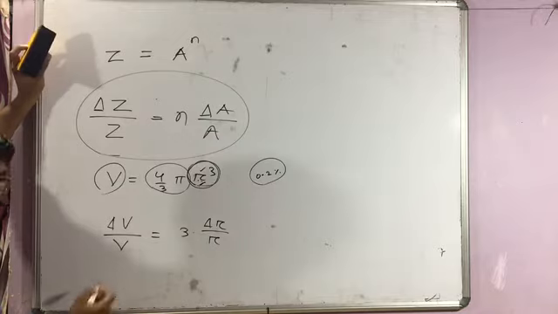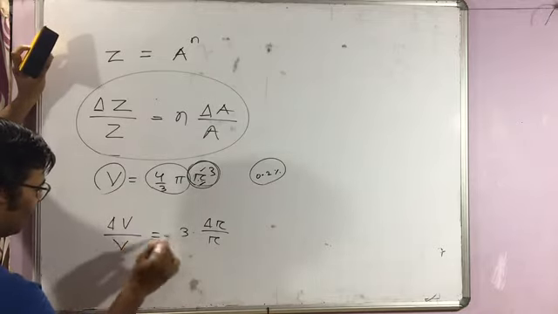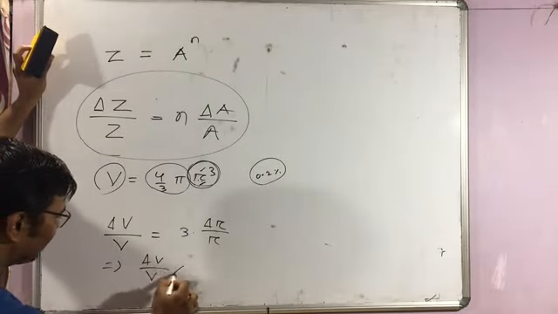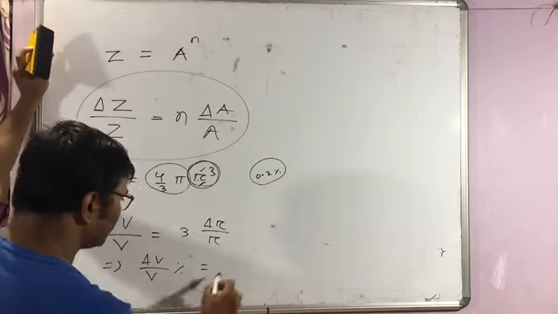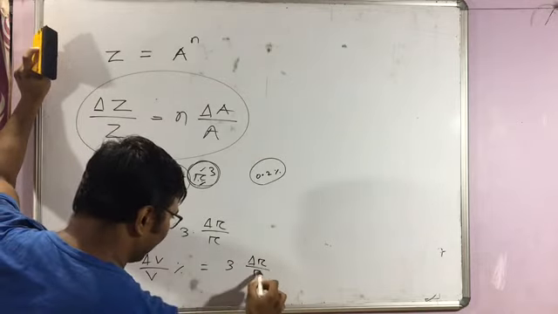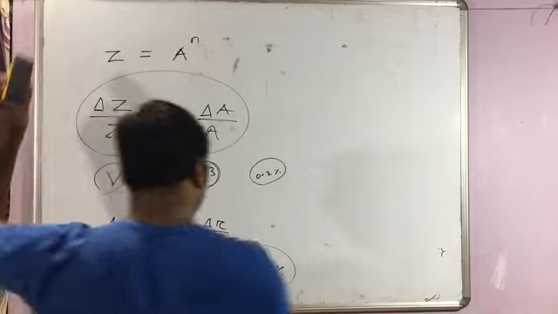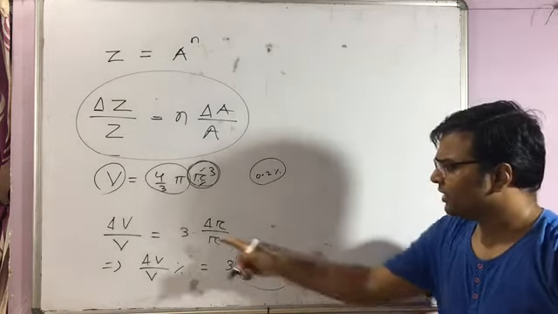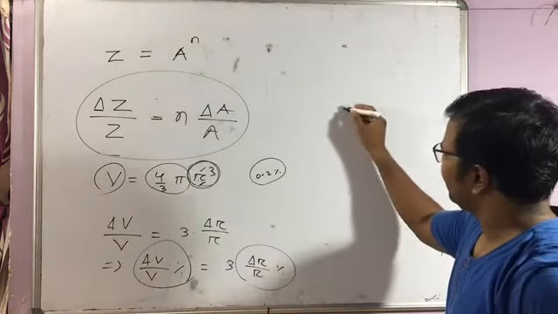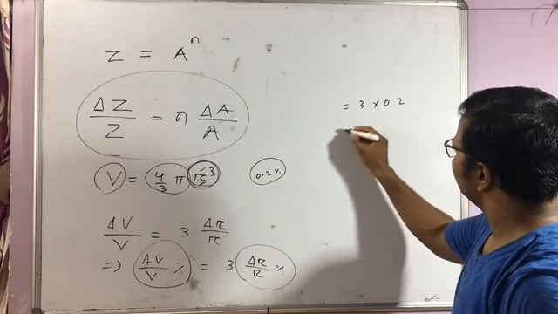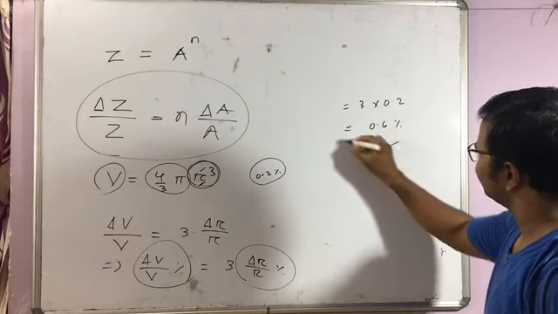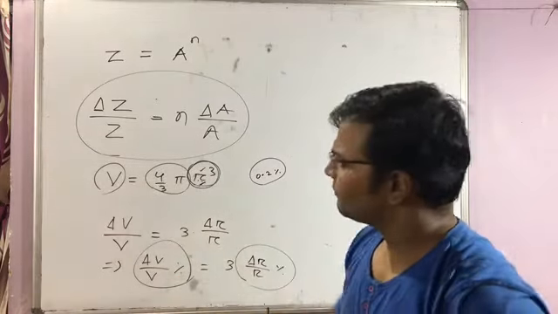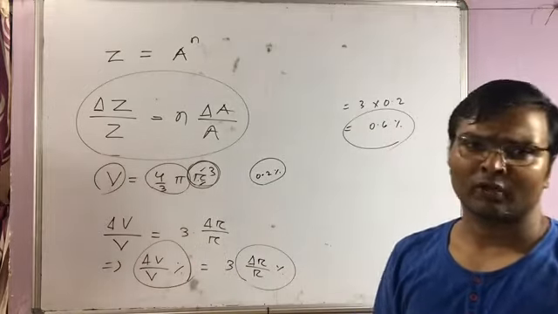If you multiply by 100, both sides will be percentage error. So del V by V percentage error must equal 3 into del R by R percentage error. In our data, del R by R percentage error is given as 0.2%. So 3 into 0.2 is 0.6, which means a 0.6 percentage error will appear while calculating the volume of the sphere. Okay, thank you.